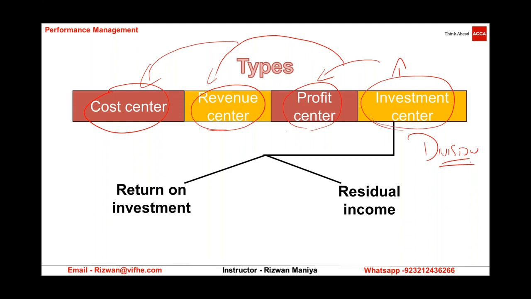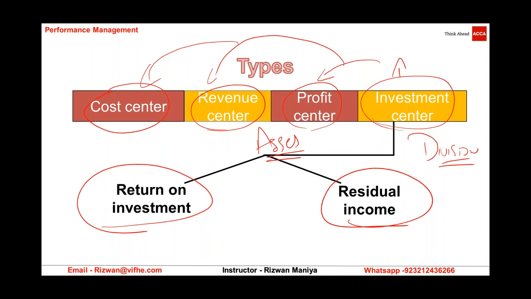So in order to assess the performance of an investment center, we have two measures. One is return on investment, ROI, and second we have residual income. Decentralization means that there is high delegation of authority. So in order to assess the investment performance, we have ROI and RI. Let's first start with return on investment.